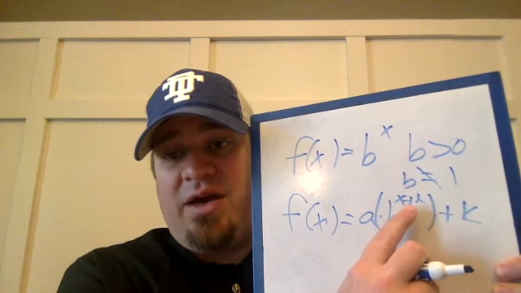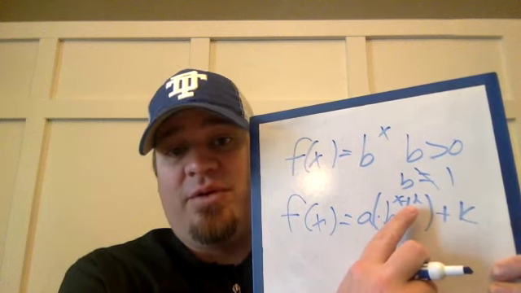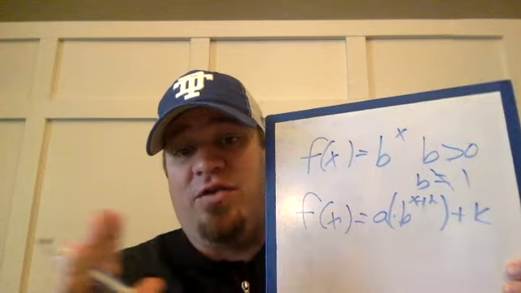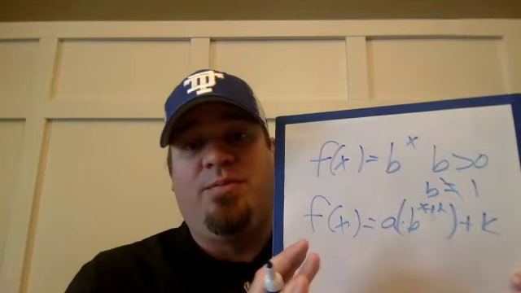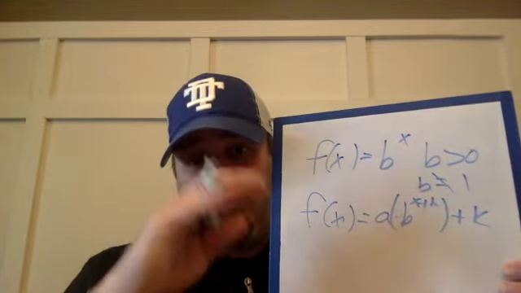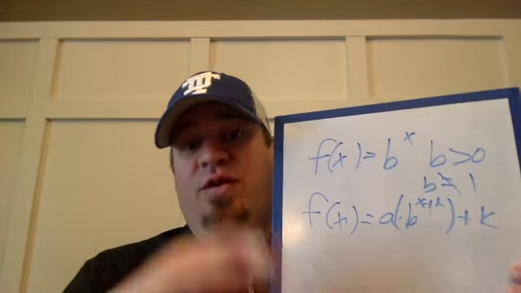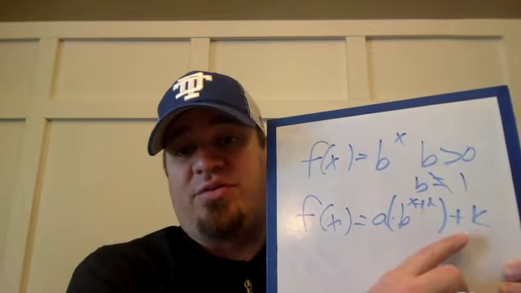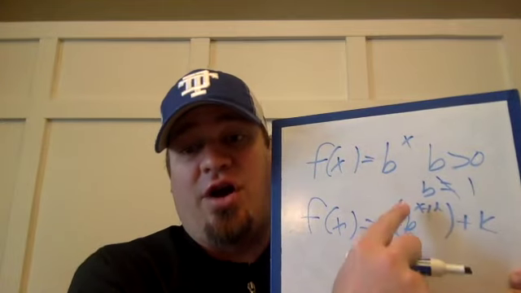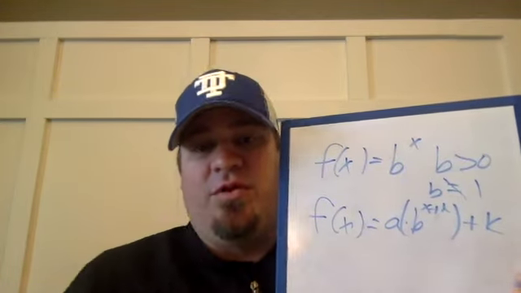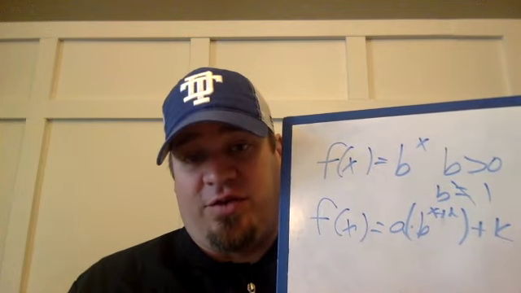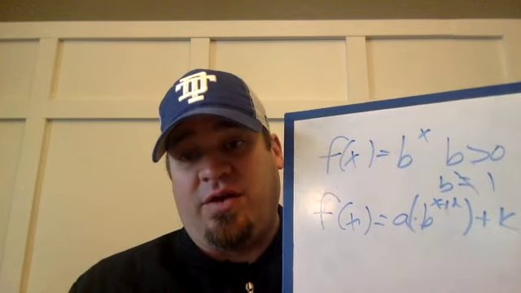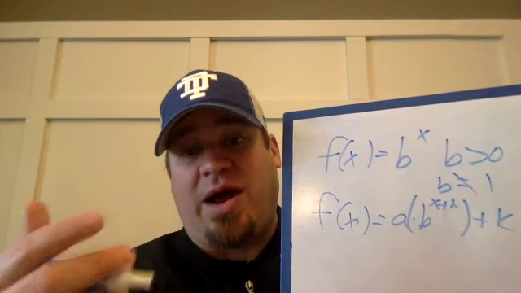The h right here, if I add or subtract a number, that means I'm moving the graph either to the left or to the right. It's a horizontal translation. And then k is a vertical translation, meaning it's moving it up or down. So if there's a number added or subtracted outside, not in the exponent, that's when we move the graph up or down.